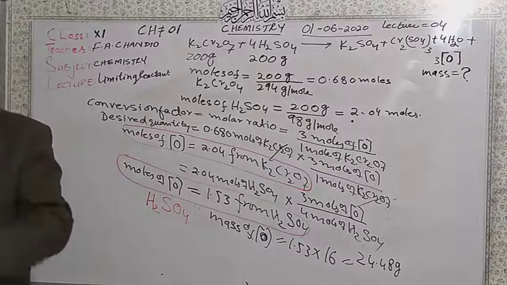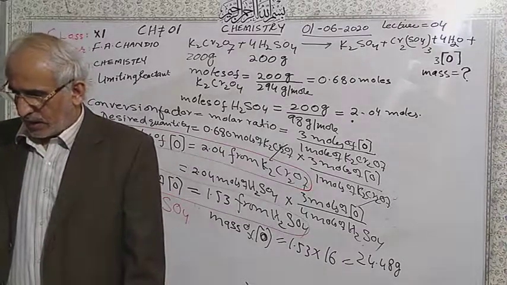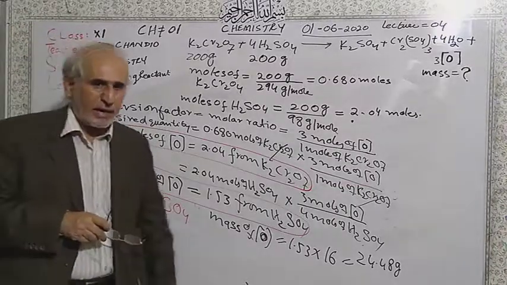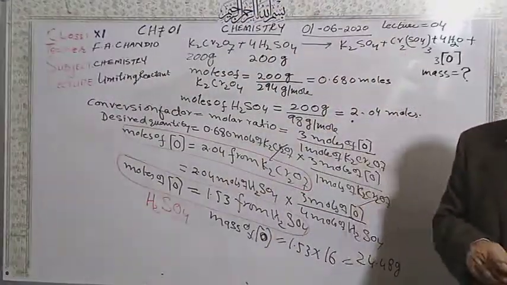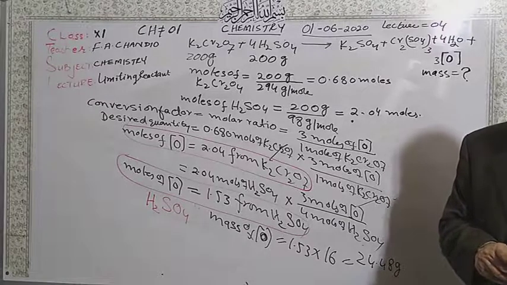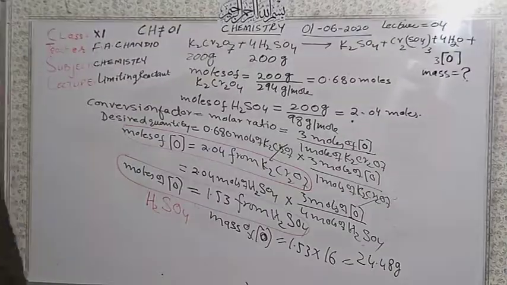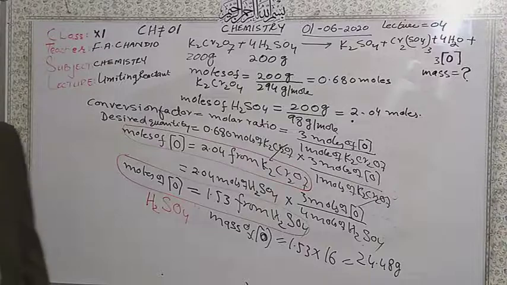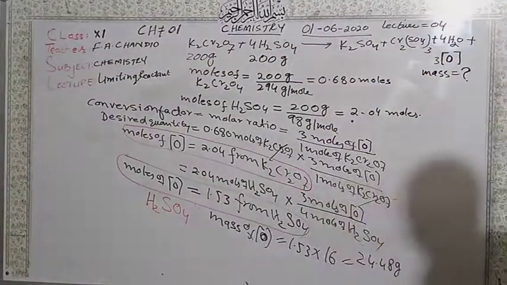The mass of nascent oxygen produced is 24.48 grams. It is correct. See your book. This is a salt example in your book. So see this procedure very well, note the questions, and you can ask the questions. See very well how I calculate.